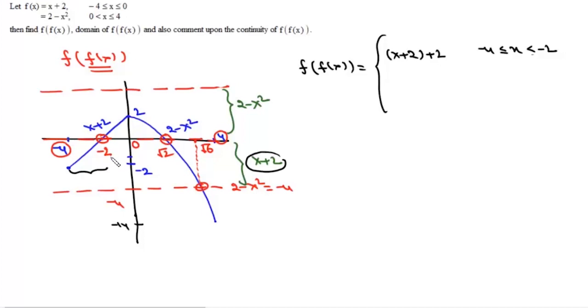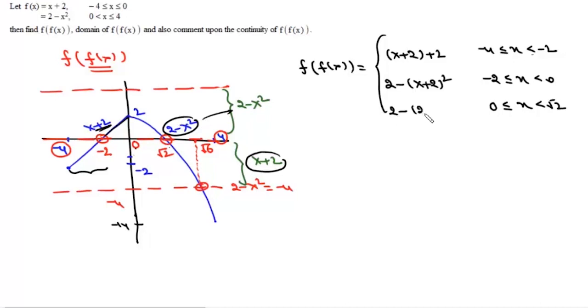Now the next interval is between minus 2 and 0. So when x lies between minus 2 and 0, again this definition is x plus 2. Now it will go to this 2 minus x square. So it will be 2 minus (x plus 2) whole square. Now the next one is from 0 to root 2. So when x lies between 0 and root 2, definition here is 2 minus x square, and we'll go to this definition. So it will be 2 minus (2 minus x square) whole square. Now the next interval is between root 2 and root 6.